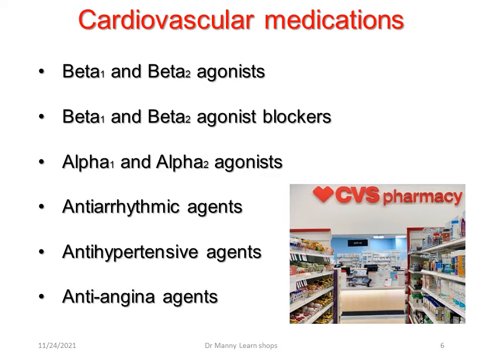Now, the cardiovascular medications that we'll be looking at here today are Beta1 and Beta2 agonists, Beta1 and 2 agonist blockers, Alpha1 and Alpha2 agonists, anti-arrhythmic medications, antihypertensive agents, and anti-anginal agents.